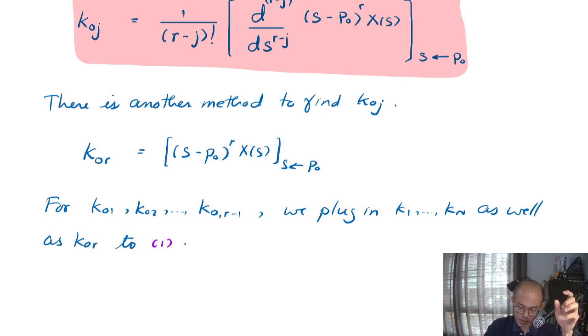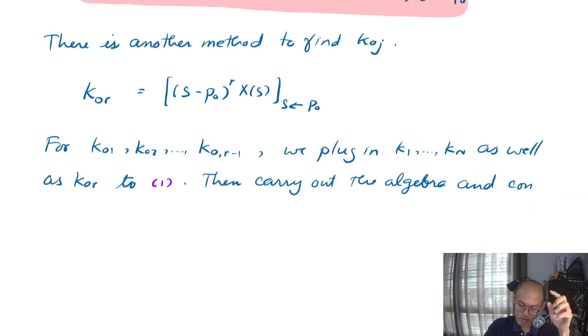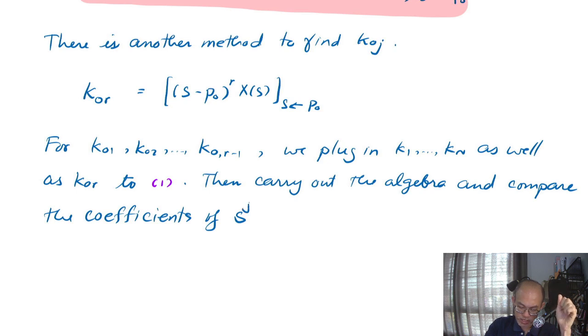Then we carry out the algebra and compare the coefficients of s to the k, s to the j, to those in H(s), right? And then we could determine the K's.